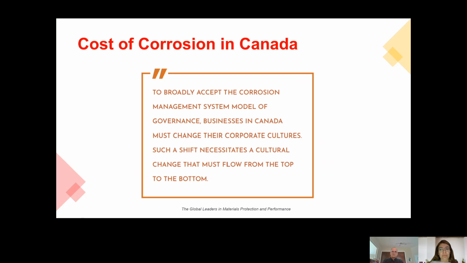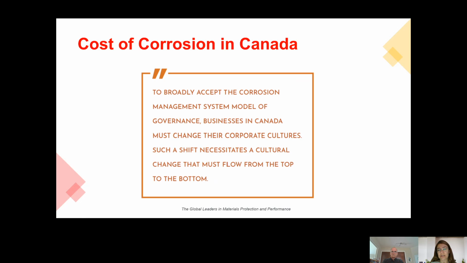The study is public, so you can access it on the AMPP website. Some of the things we're going to show here are quotes from the study. One of the ones that I like the most is this one: to broadly accept the corrosion management system model of governance, businesses in Canada must change their corporate cultures. Such a shift necessitates a cultural change that must flow from the top to the bottom. This is just a cultural thing.